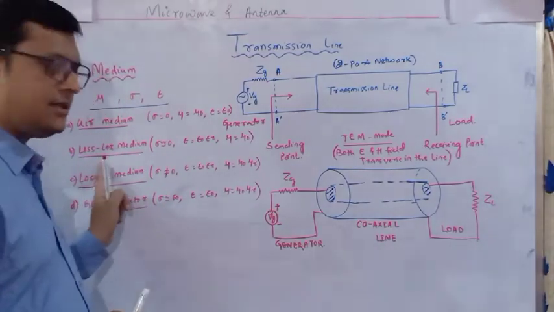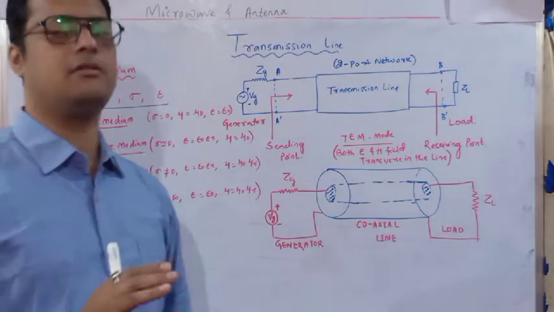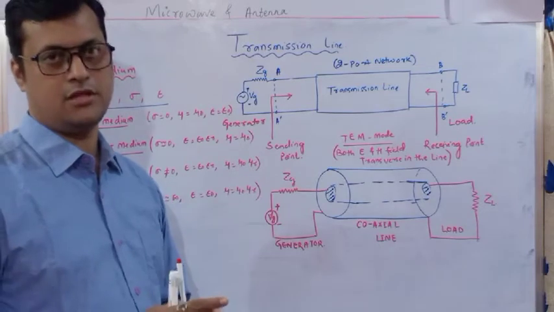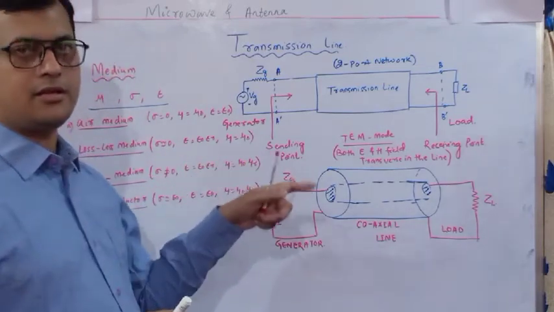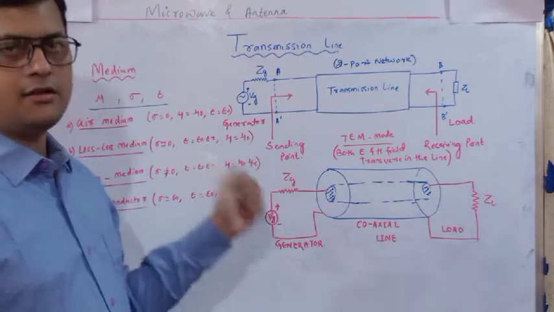Okay, if it is a lossless medium, losses will be very less, but losses will be there. So here I have written sigma is equivalent to 0, tends to 0, and epsilon is equals to epsilon 0 into epsilon r, and mu is equals to mu naught. So these are the conditions for lossless medium.